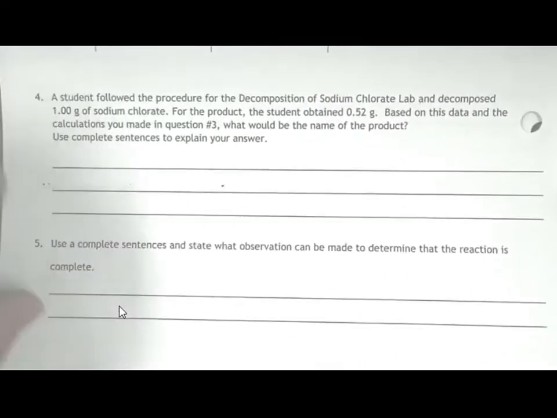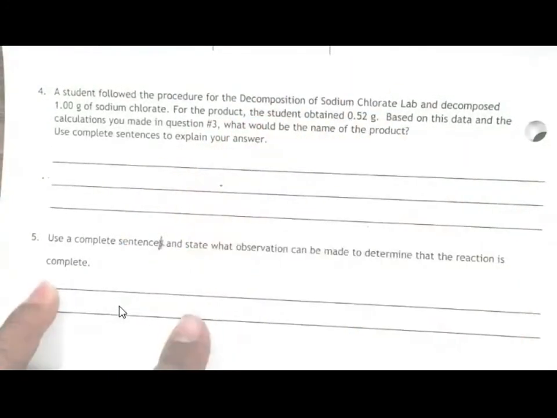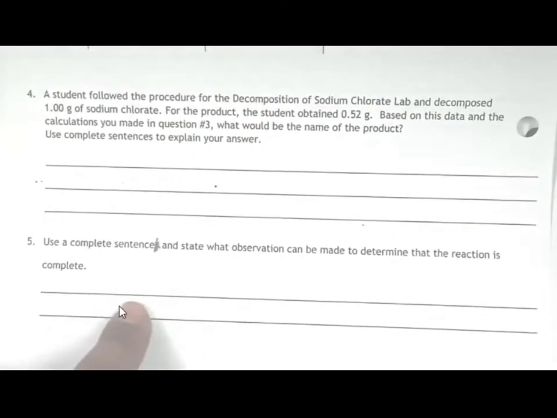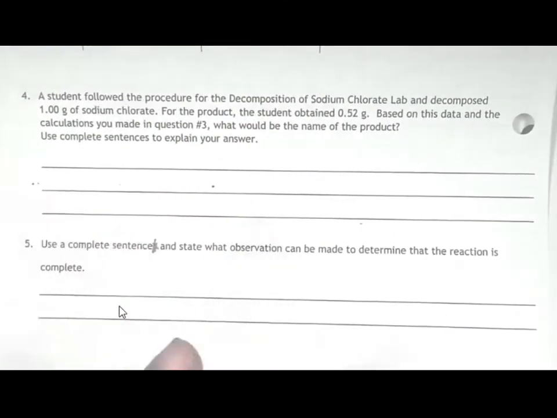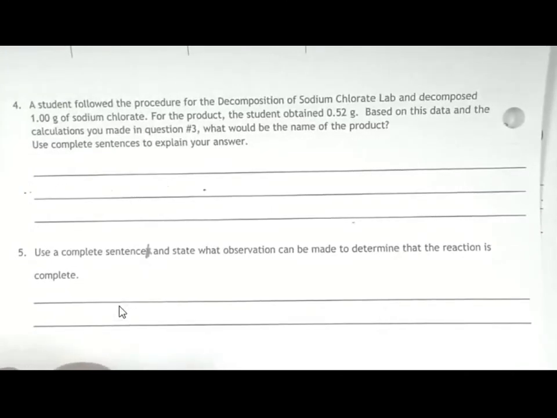For this last one, use a complete sentence and state what observation can be made to determine that the reaction is complete. So I would encourage you to read that first page front and back to figure out how you know that the reaction is complete. So this will be collected the next time I see you.